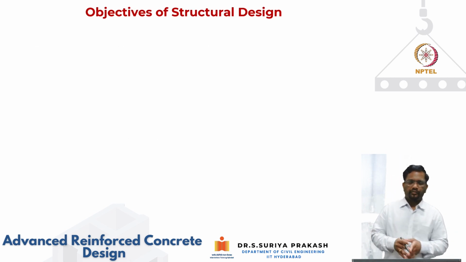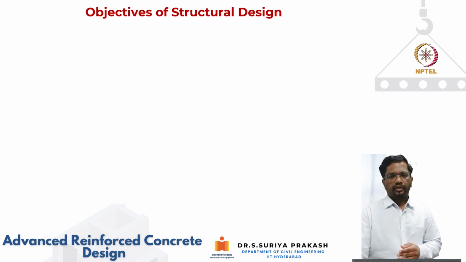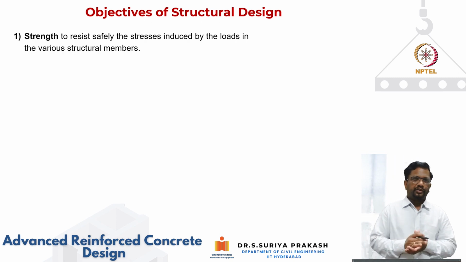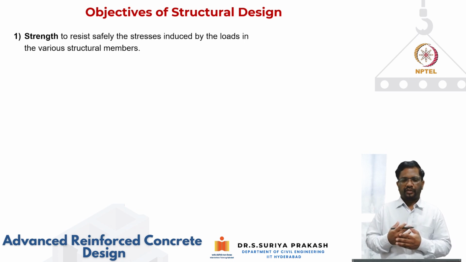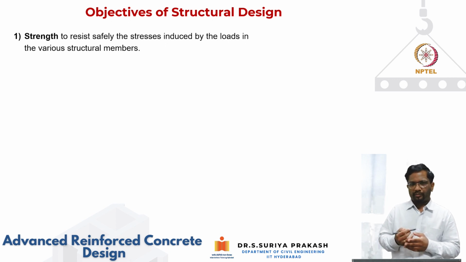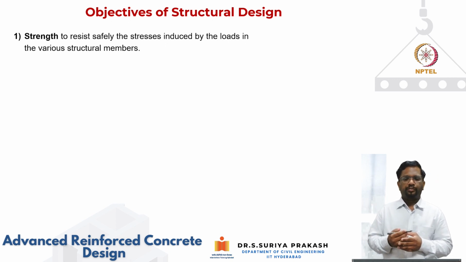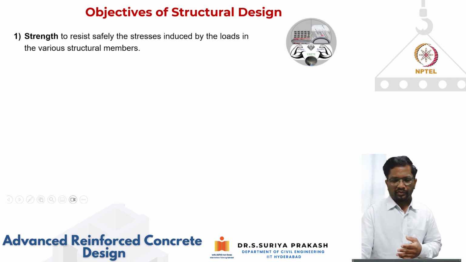Right. So first, let's briefly talk about the objectives of structural design. I think the first and foremost criterion is that the structure should be safe. That means it should have adequate strength for various types of load action that the particular structure is going to see through. So strength and safety is the fundamental requirement that we need to be careful about. Strength is basically to resist safely the stresses induced by various loads that the various structural members are going to see.